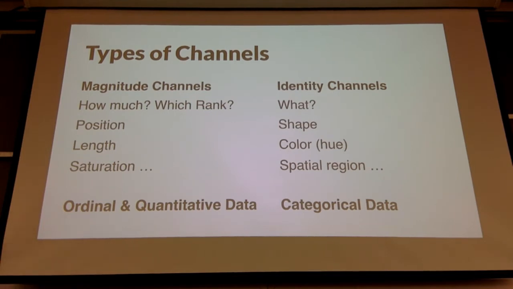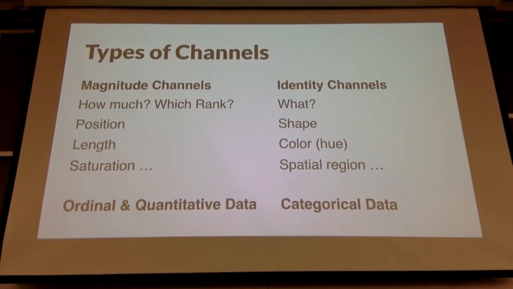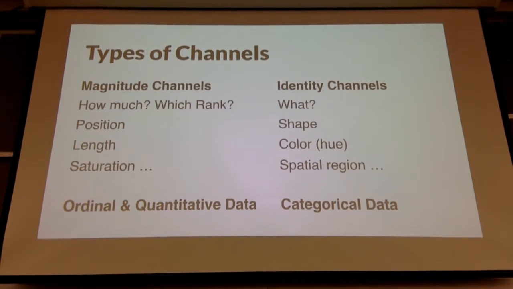If we classify these channels, we can classify them into magnitude channels and identity channels. In magnitude channels, we map to ordinal and quantitative data. We can ask questions of how much or which rank. So for ordinal, which rank, and for quantitative, how much. And these are position, length, saturation, and so on. And identity channels are what we use for categorical, nominal data. Here we can ask the question, what is it? And we can use things like shape, color, and spatial region.